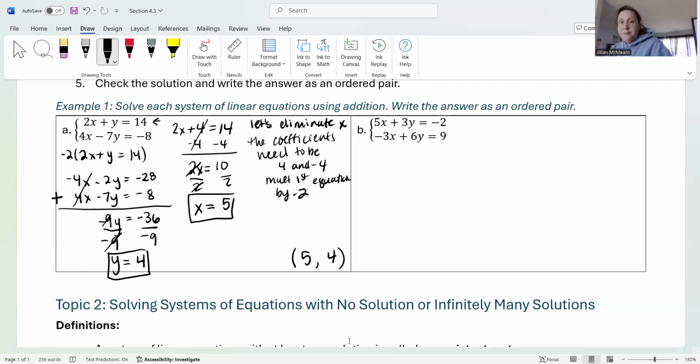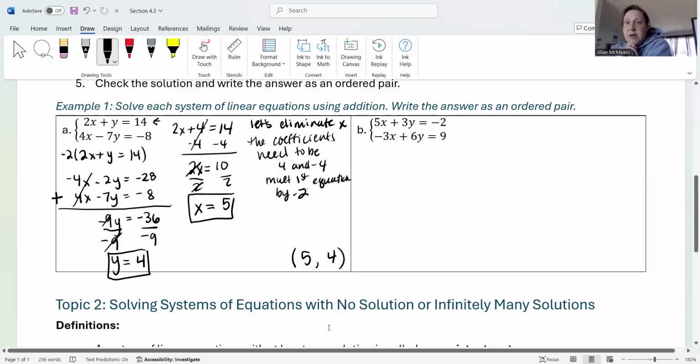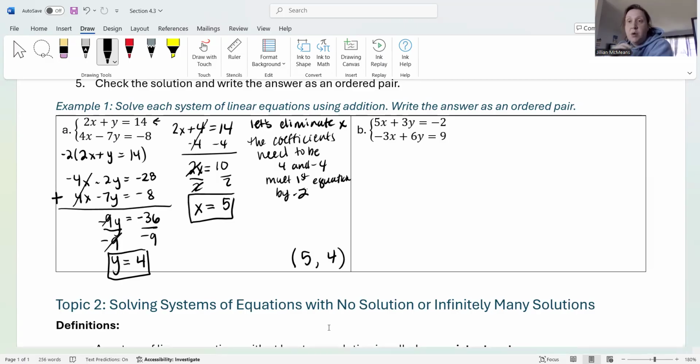Now for part B, we have the system 5x plus 3y equals negative 2. And then the second equation is negative 3x plus 6y equals 9. Now, we have the opportunity to get rid of x's or we can get rid of y's. It does not matter, okay? In this case, if I wanted to get rid of the x's, I would have to ask myself, what is the smallest number that 5 and 3 go into? Well, that would be 15. So I would have to multiply the top equation and the bottom equation by some number, okay? And that would be fine. We would multiply the top equation by 3, the bottom equation by 5, no big deal.